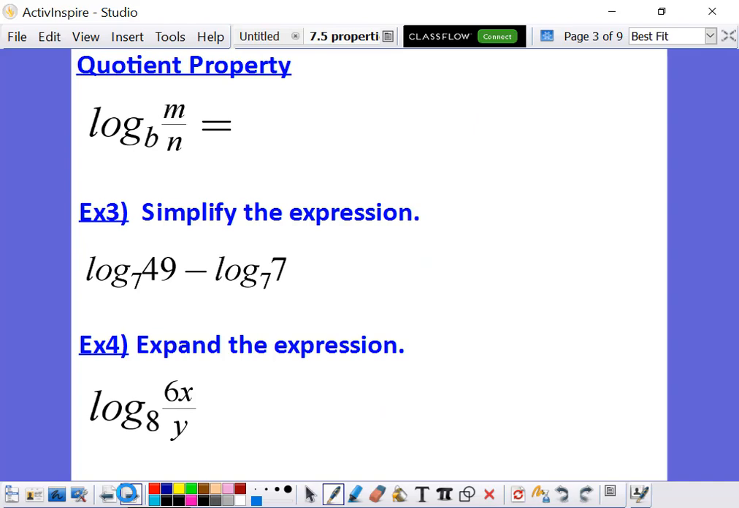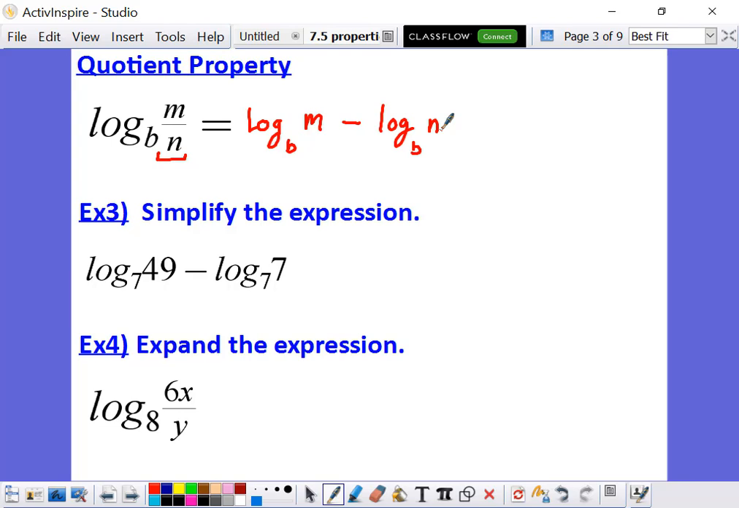It's called the quotient property. Now the quotient property teaches us how to handle something that we're taking the log of that's not being multiplied, but that's actually being divided. Quotient property. And what this does looks very similar. We're going to split this problem into two logs, but instead of adding, we subtract. So we have log base b of m minus log base b of n. We split that log up in two different logs where we use subtraction.